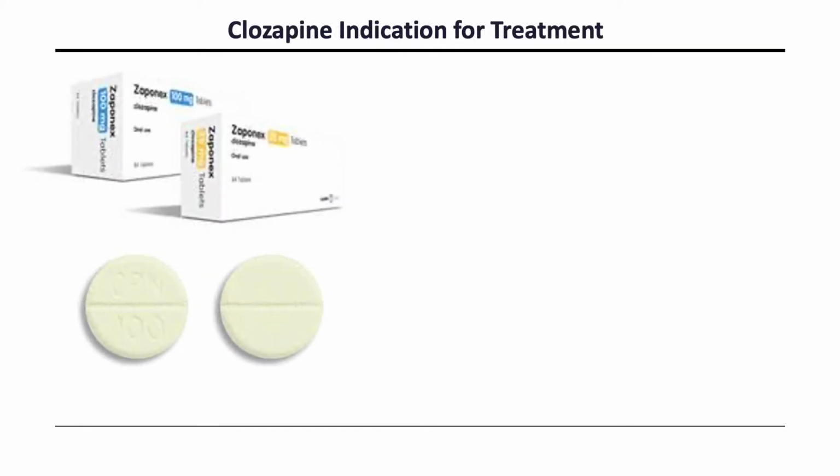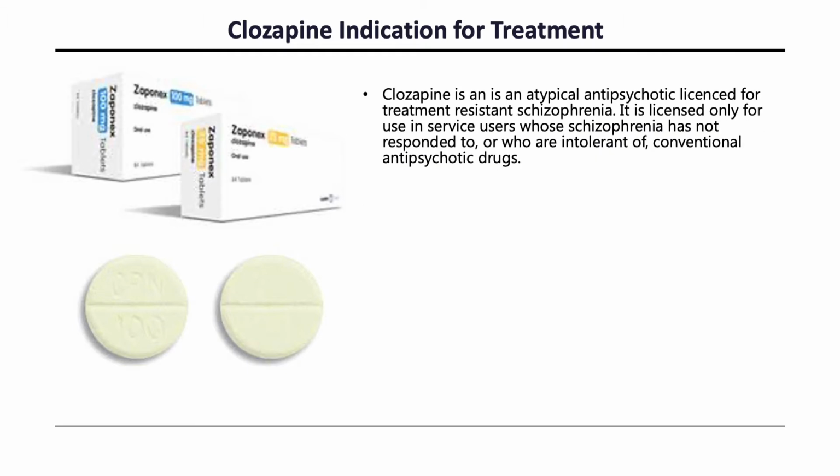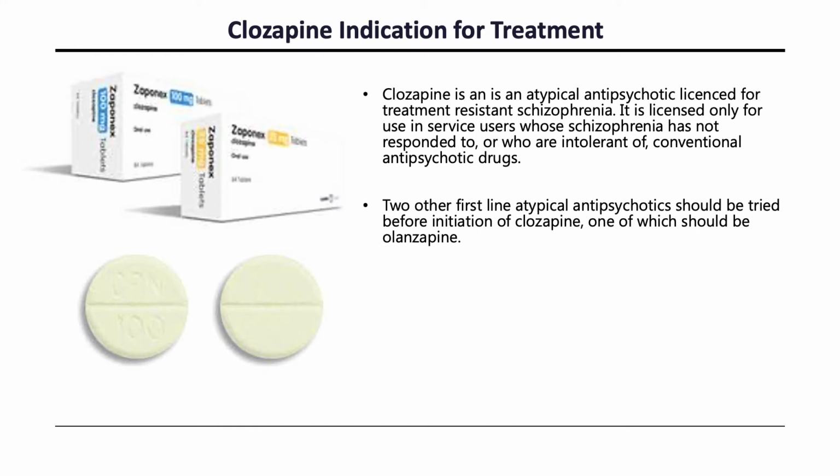So, moving on, clozapine is an atypical antipsychotic licensed for treatment-resistant schizophrenia. It is licensed only for use in service users whose schizophrenia has not responded to or who are intolerant of conventional antipsychotic drugs. Two other first-line atypical antipsychotics should be tried before clozapine, one of which should be olanzapine.